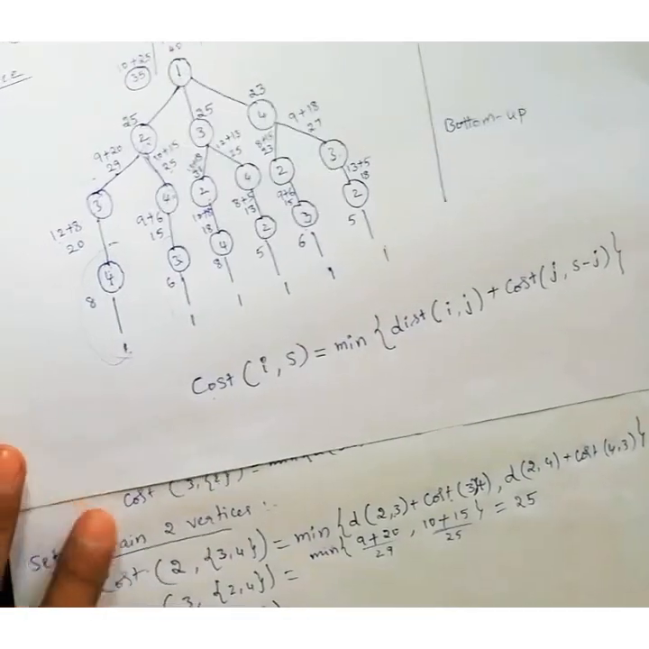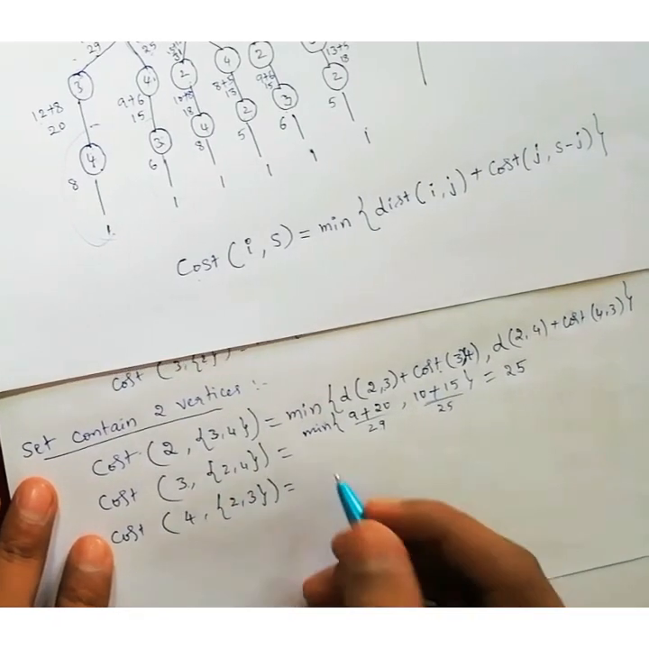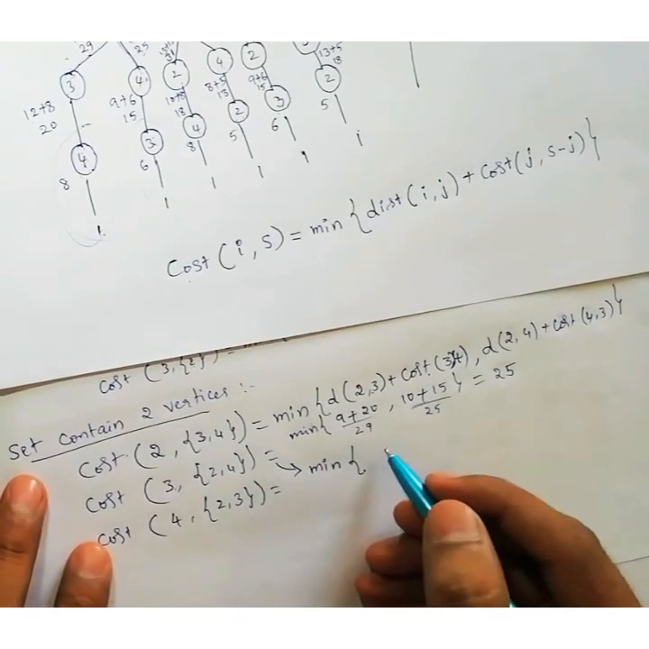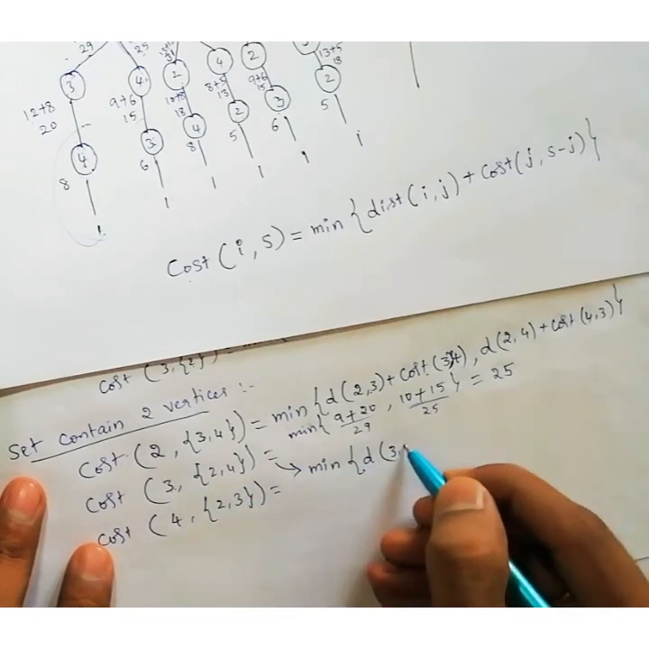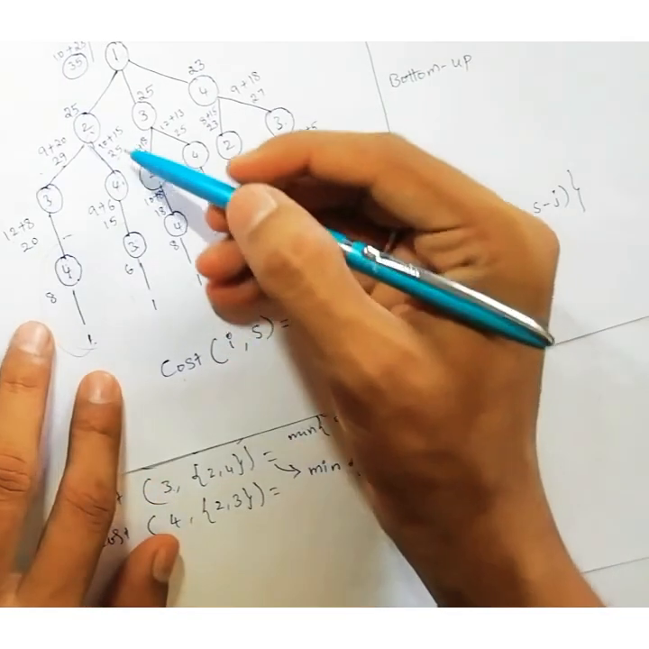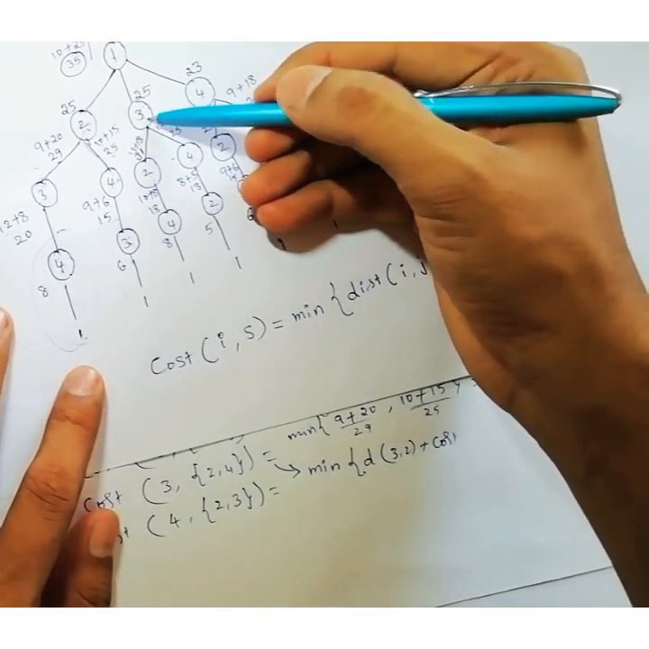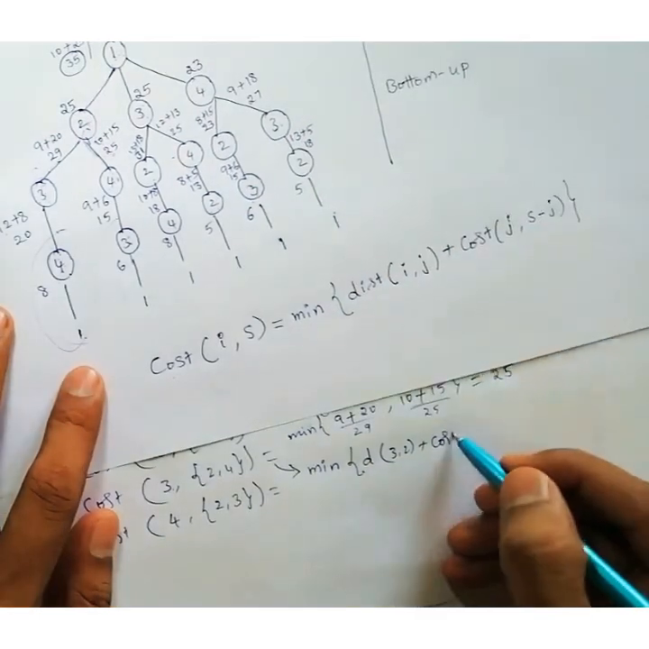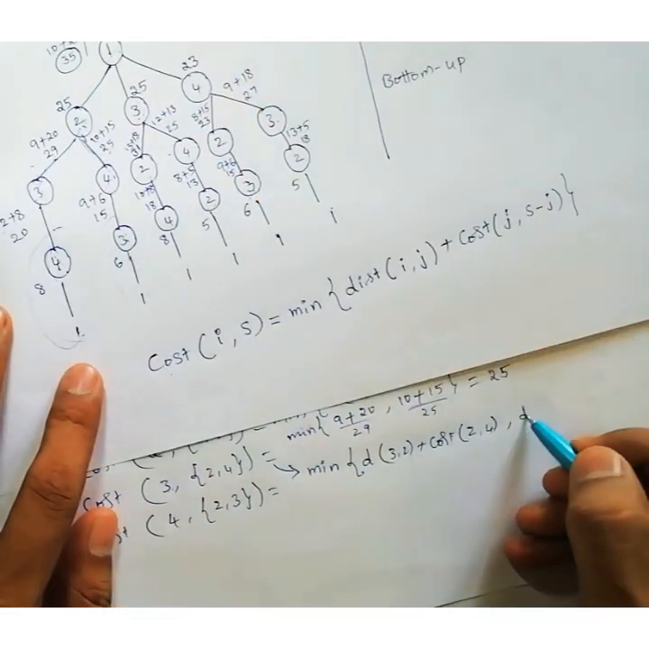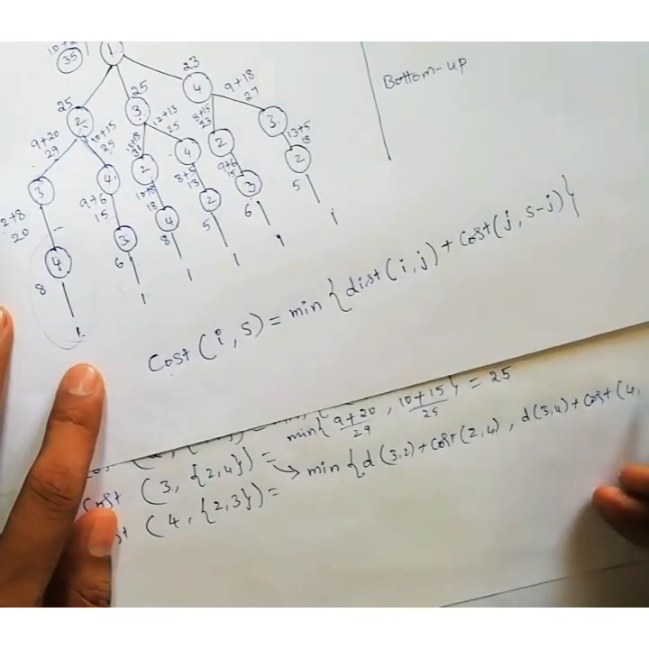So in the same way we are calculating cost of 3, 2 and 4. Just to see here, I will do this one again. Minimum of, just consider the formula, distance from 3 to 2 plus cost of 2. You can see here, that's better. So I'm calculating from 3 to this set, right? So distance from 3 to 2 plus cost of 2 from subset 4, comma, distance of 3 to 4 plus cost of 4 to 2.